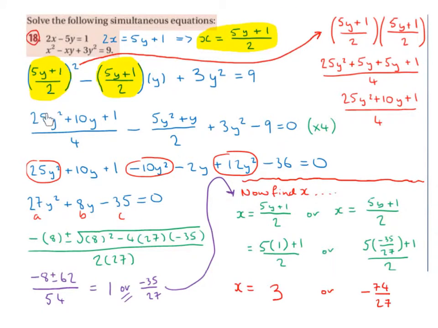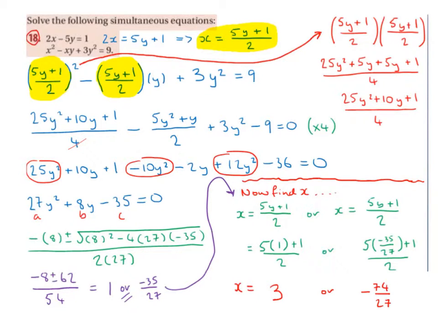So multiplying 25y squared plus 10y plus 1 by 4, we'll just cancel out the 4 on the bottom. So we bring down the 25y squared, the plus 10y, and the plus 1. And then 5y squared by 4 is 20y squared. And 20y squared divided by 2 is 10y squared. But remember, there's a minus in front, so it's minus 10y squared. And then y multiplied by 4 is 4y. And 4y divided by 2 is 2y. But remember, there's a minus in front, so it's minus 2y.